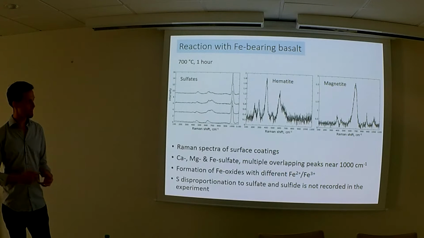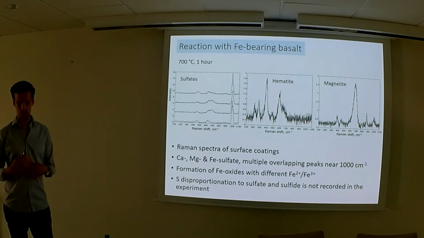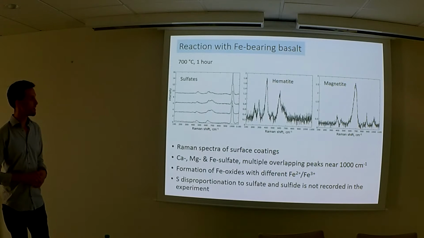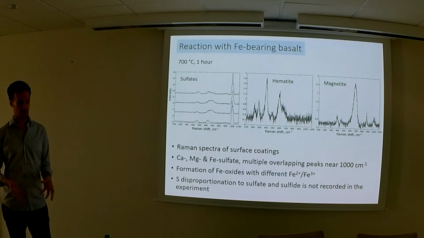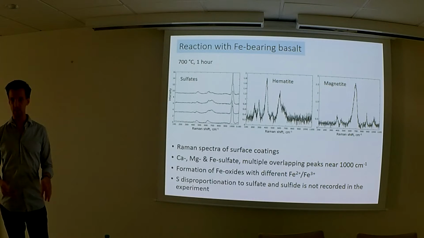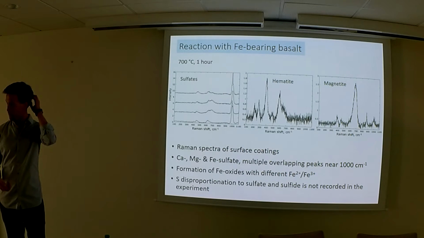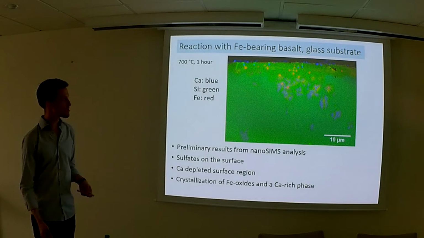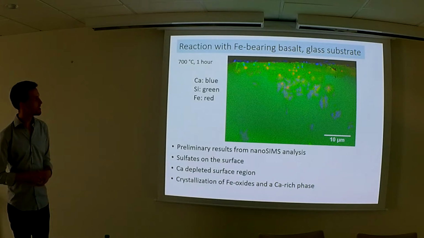And what I think happens here is that because the oxygen fugacity of sulfur dioxide is so high, if at all we form at some stage a sulfide, it's immediately oxidized by this high fO2 of the sulfur dioxide. In the substrate, again, we see changes.